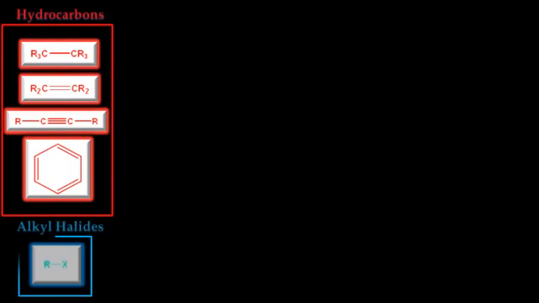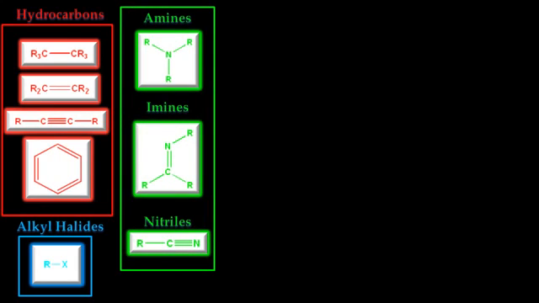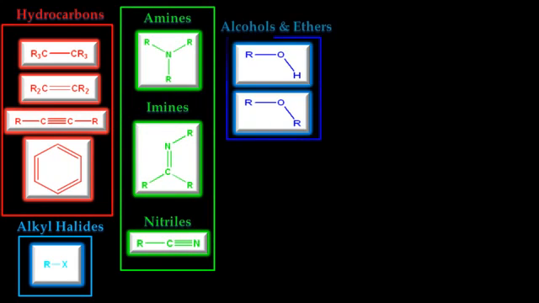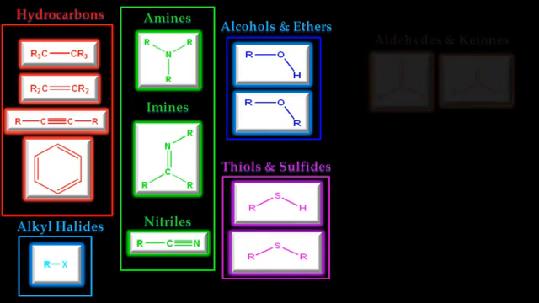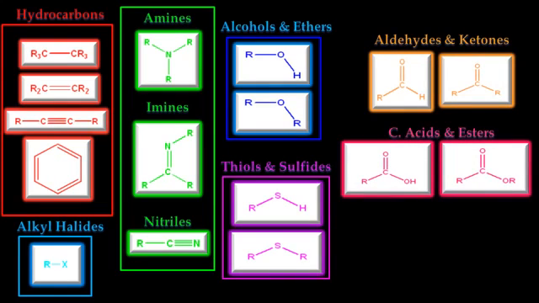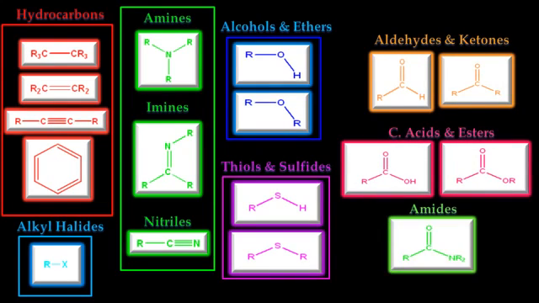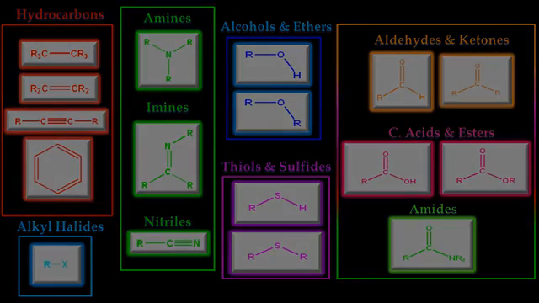Hydrocarbons, alkyl halides, nitrogen-containing functional groups, alcohols and ethers, thiols and sulfides, aldehydes and ketones, carboxylic acids and esters, and amides, which are all carbonyl-containing functional groups. These are the most common functional groups found in organic compounds.